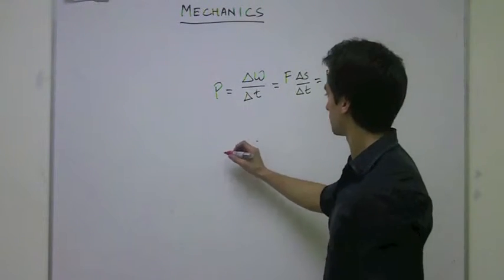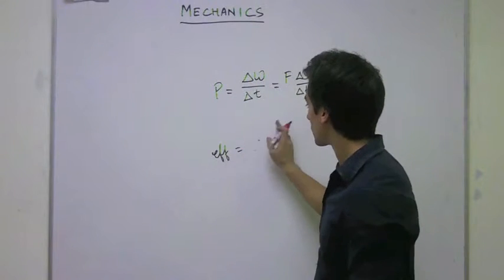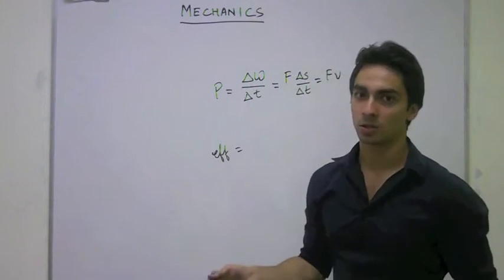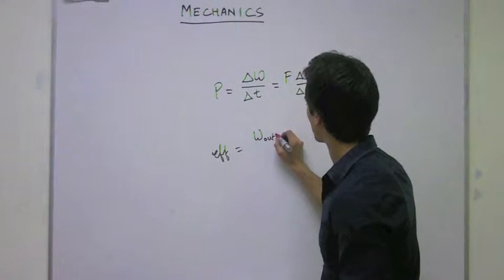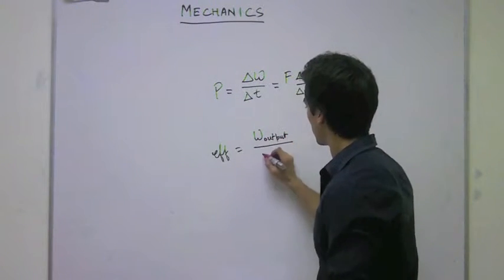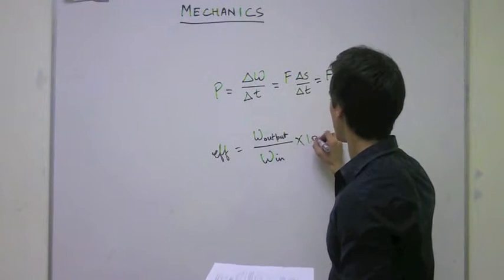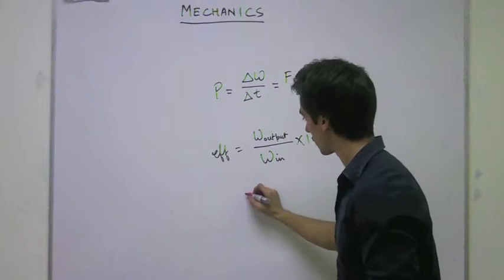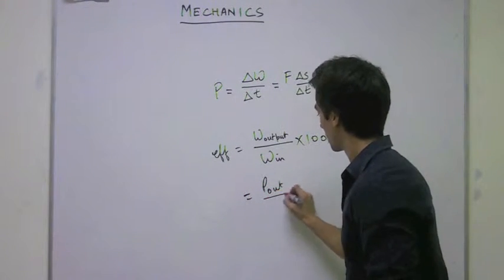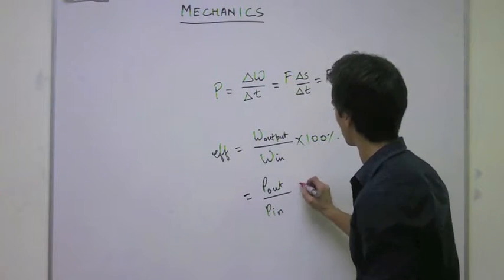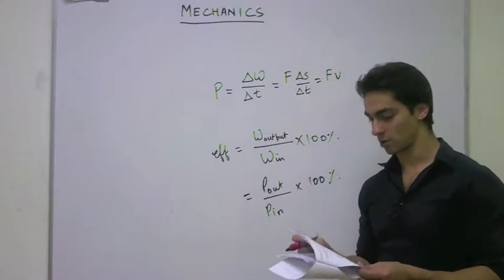2.3.10, simple definition of efficiency is the useful output over input in percentage. So it could be the useful work output over the work input multiplied by 100%. Or it could also be the useful power output divided by the power input multiplied by 100%. That's just a basic definition of efficiency.